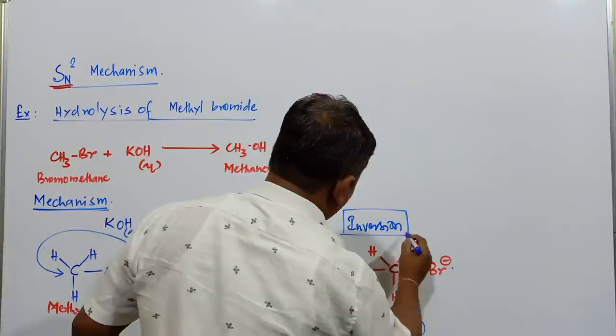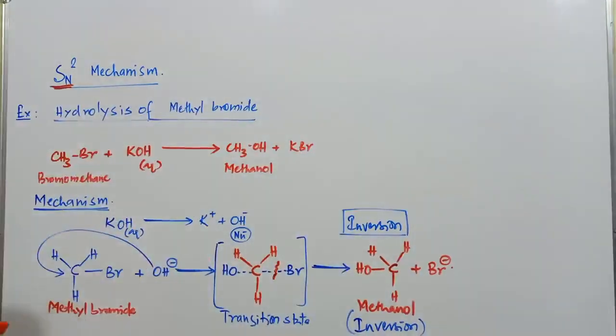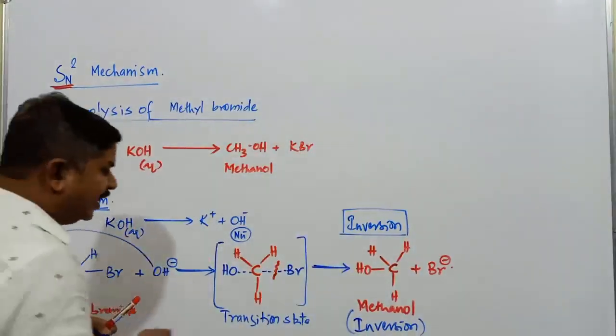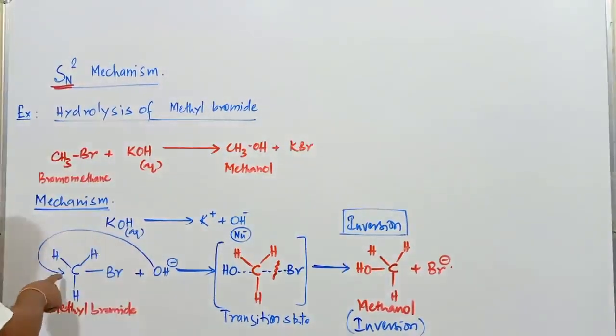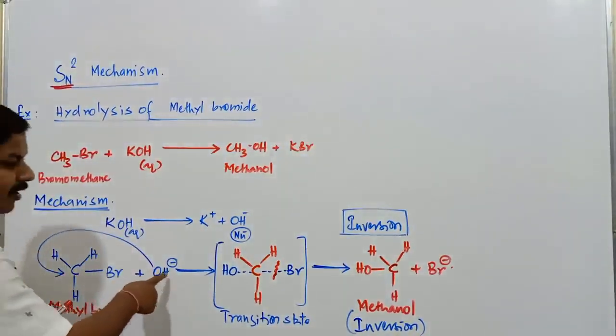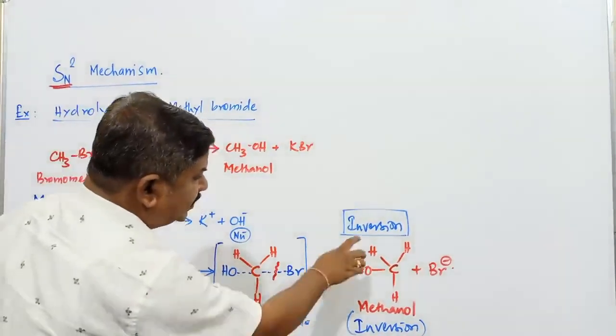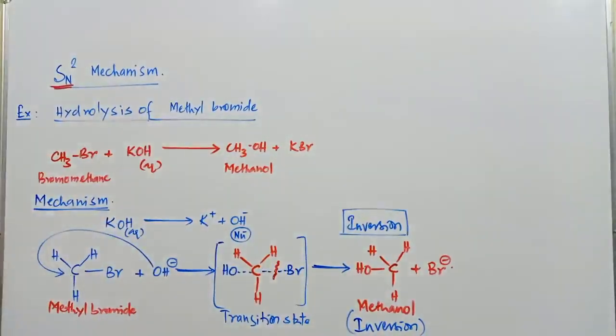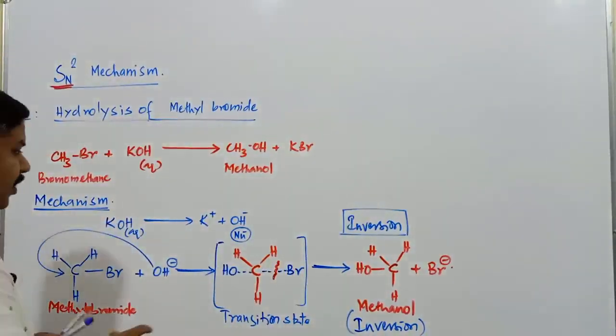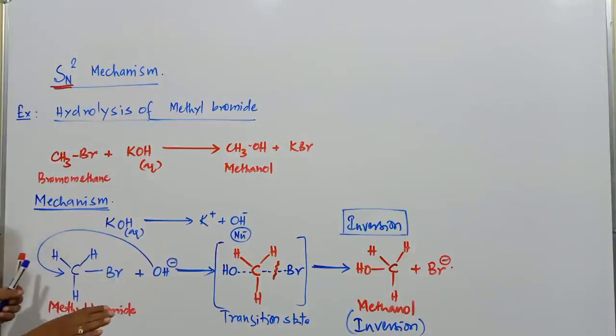Remember, the SN2 mechanism proceeds through inversion of configuration, that is, the incoming nucleophile attacks opposite to the existing nucleophile, always in case of the SN2 mechanism. So it is commonly called what? The inversion of configuration. So this is the particular reaction.